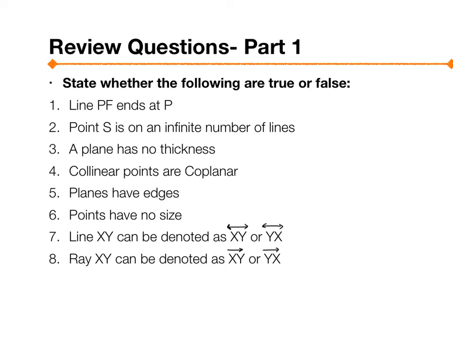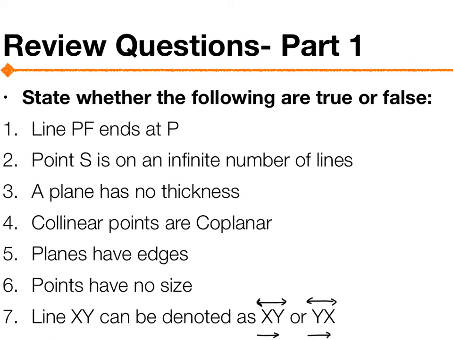True or false? Line PF ends at P. False. Because if you had line PF, a line extends forever in both directions, right? So it has no ending.